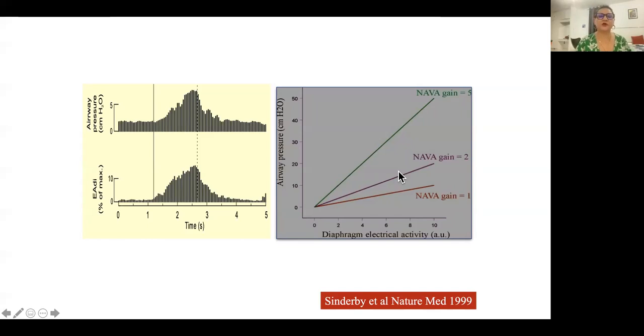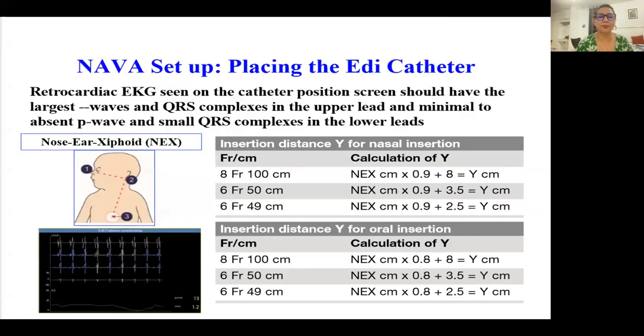So this is a sign of how the electrical activity is actually taking care of the pressure requirement by the baby. Now, how do we set and how do we place the EDI catheter? Now we come to a practical point of view. There is a retrocardiac EKG which is seen on the catheter position screen. This is the positional screen, we'll go further.